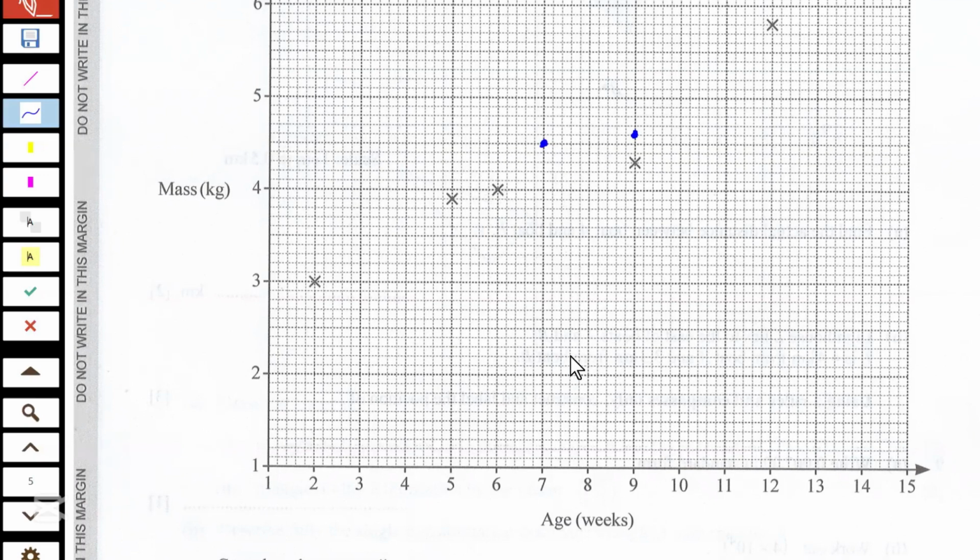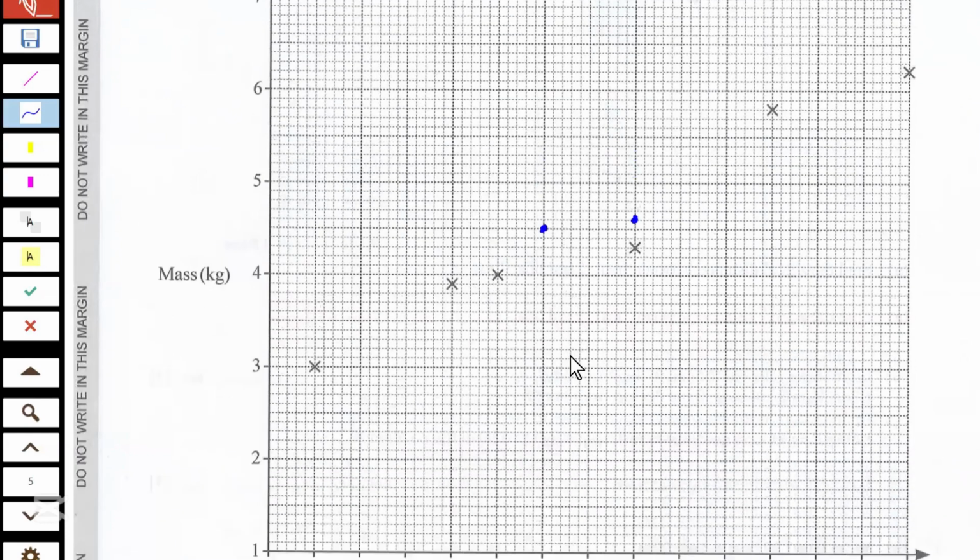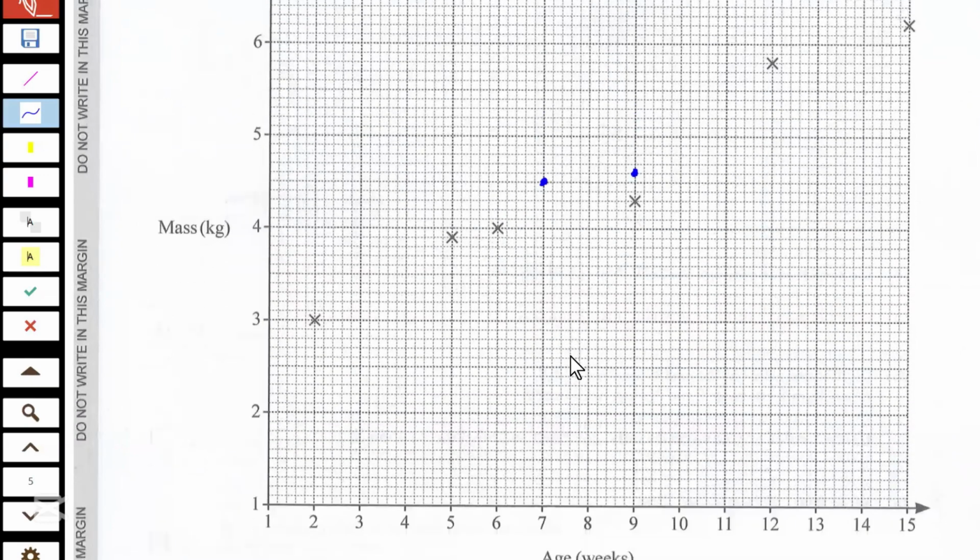Okay. Now the next point says 1 to 2.5. So on the x-axis we've got 1, and 2.5 somewhere here. So here is 2.5.